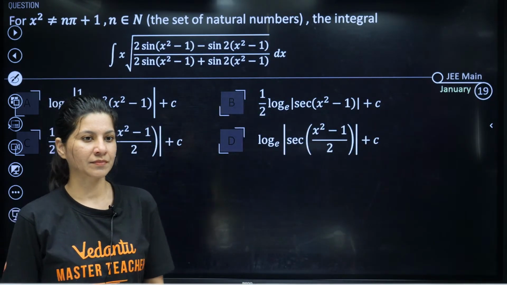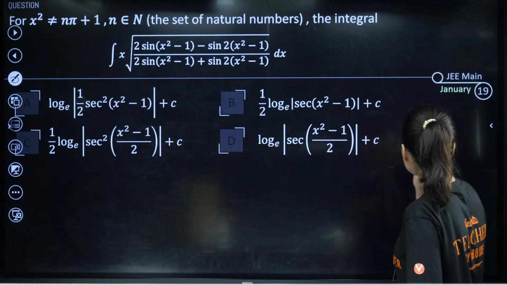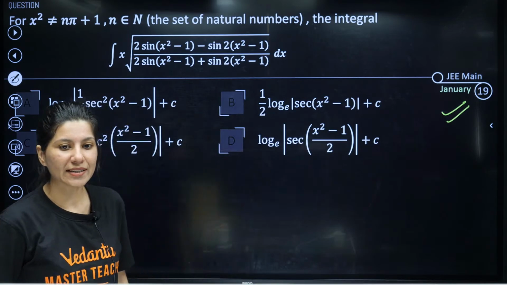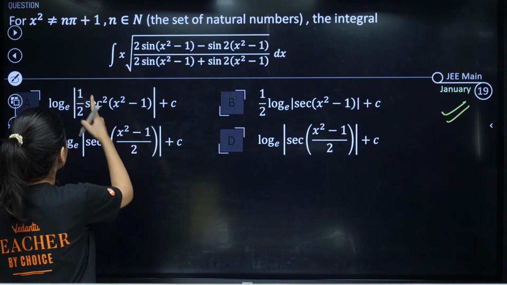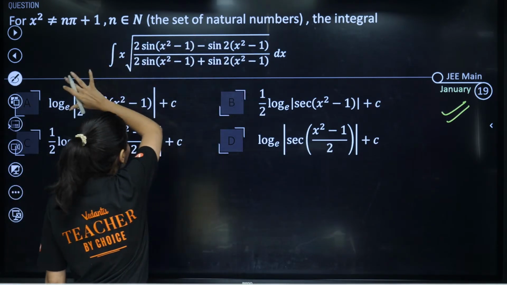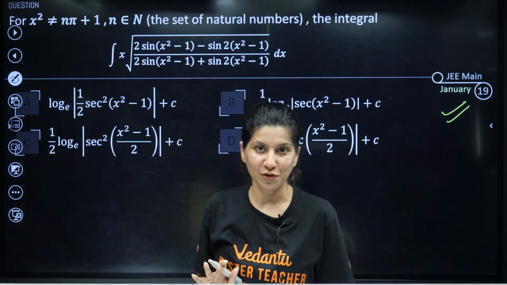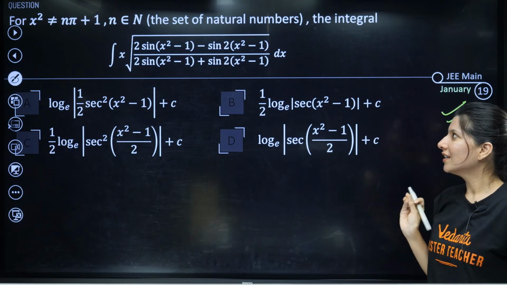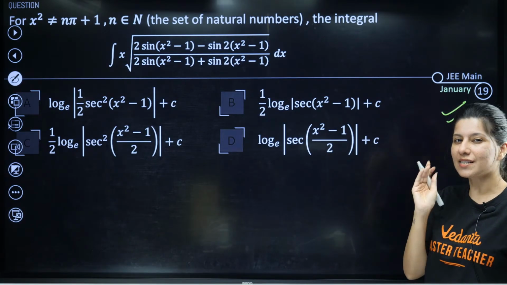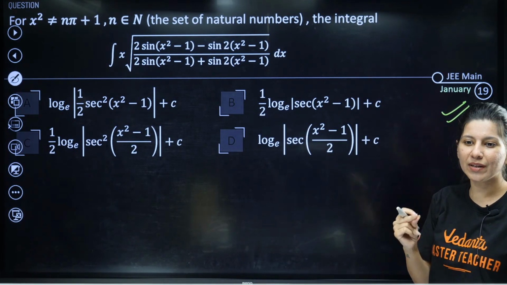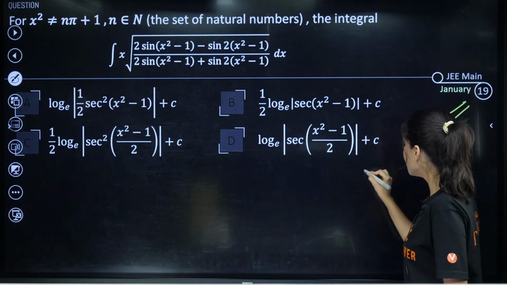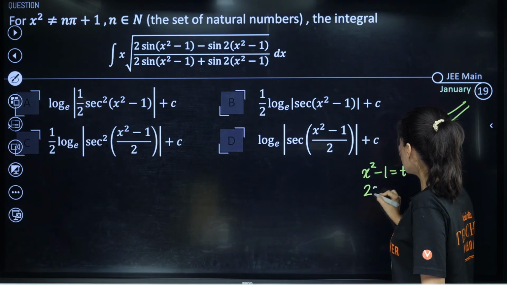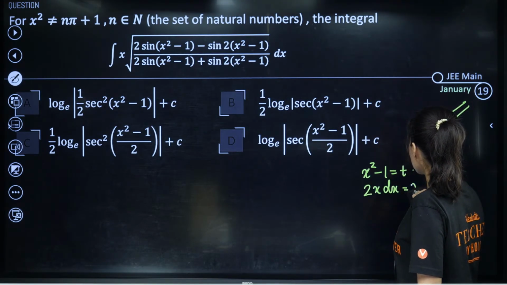Okay. Alright. So this was asked in JEE Main 2019. So again, the integral of this is what we are looking for. This is a very big expression, but trust me, the moment you start substituting, everything will be very easy. So substitute x square minus 1 equals t, so that 2x dx will become dt.